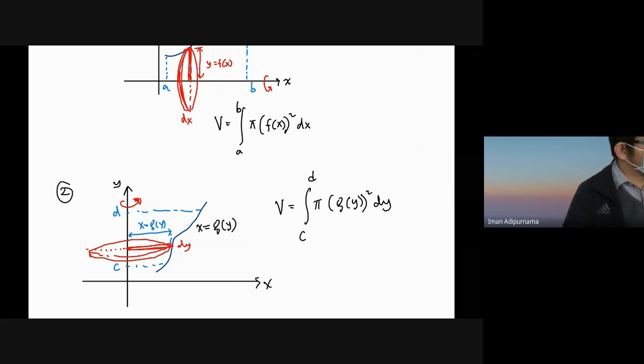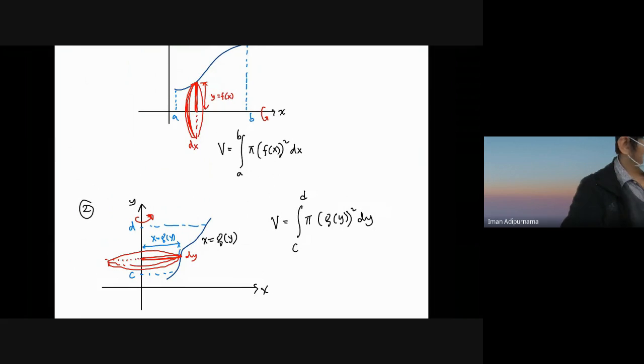Okay, now from these two summaries, I think we can have at least a general formula for the volume, either as a function of x or a function of y. And sometimes the volume can be solved by either of these two methods, and you can choose which one. But sometimes there is only one way to solve it.